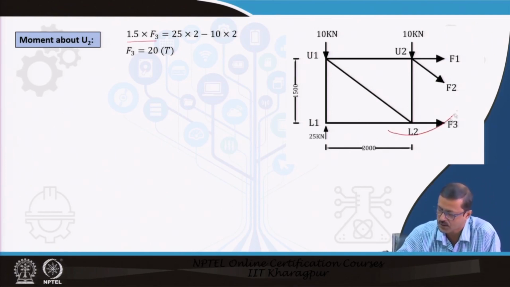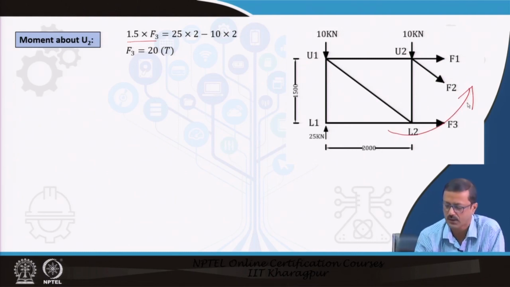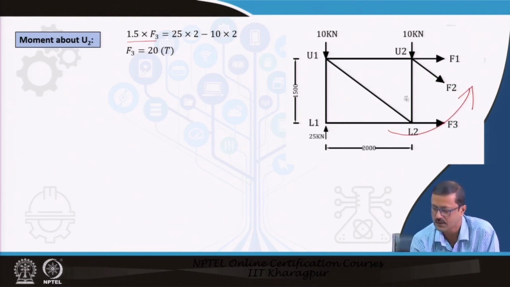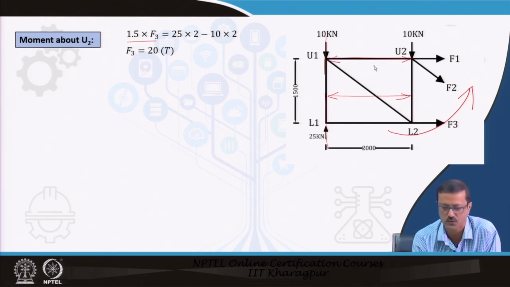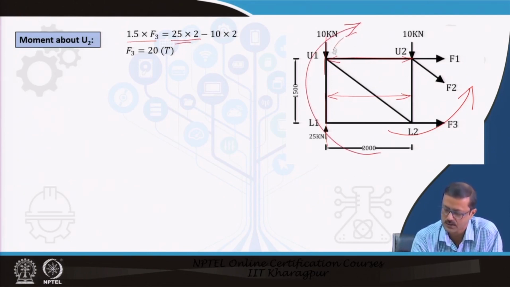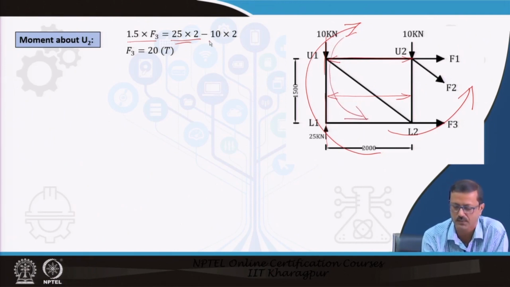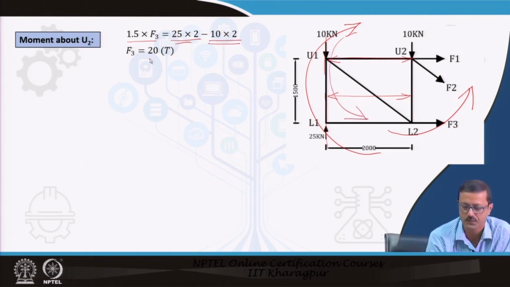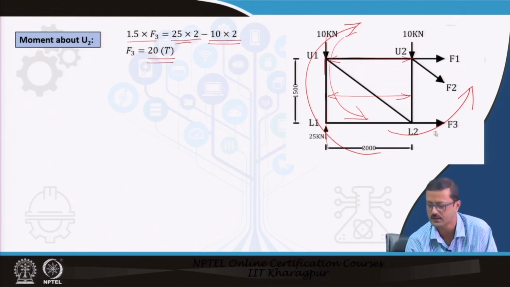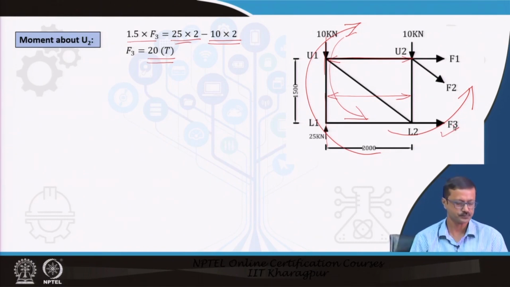This must be equal to 25 into this much of distance, right. Why this much of distance? Because this 25 load has a perpendicular separation of 2 meter, which gives an opposite directional moment, and this 10 into 2 is counter directional. So, this is minus 10 into 2, that gives me F3 equal to 20, and this direction is right. So, it is in tensile direction.